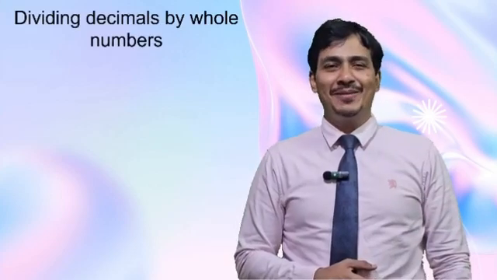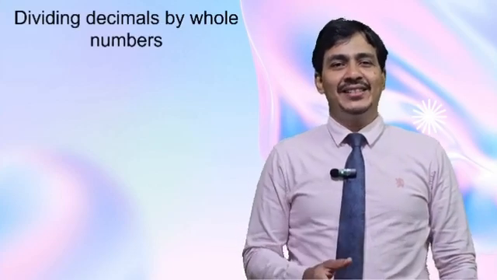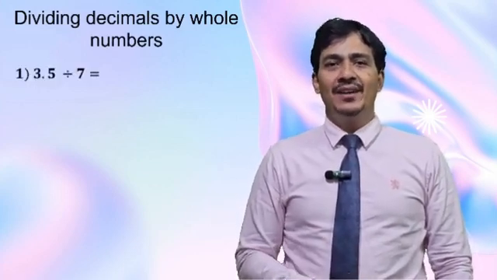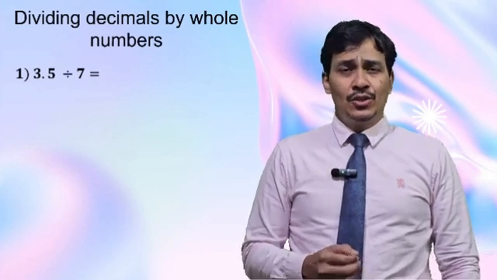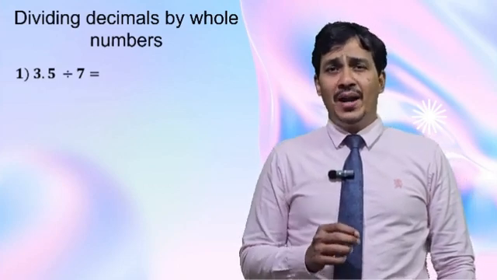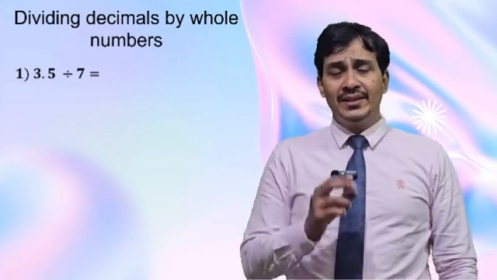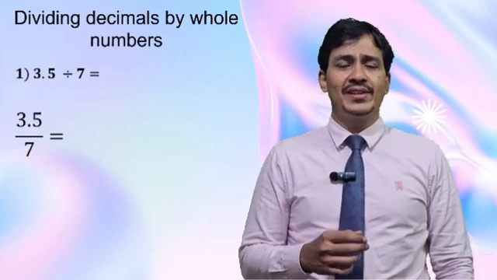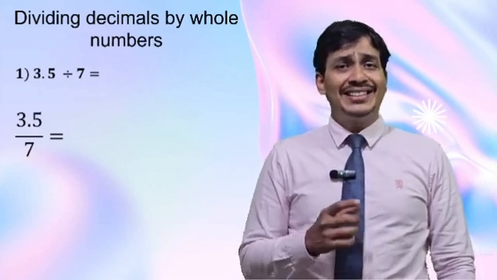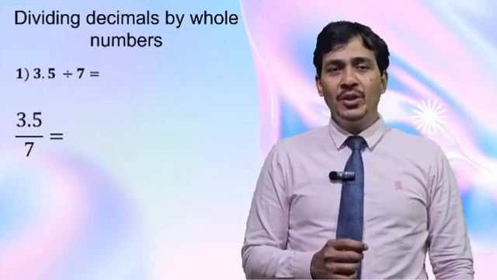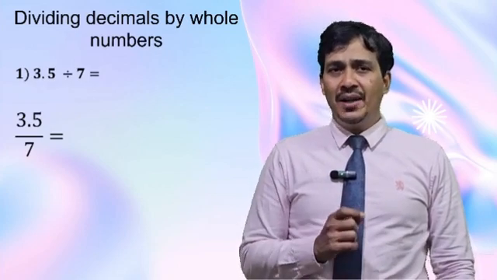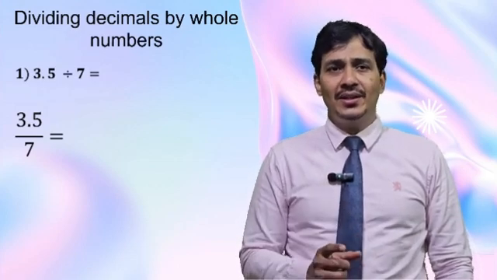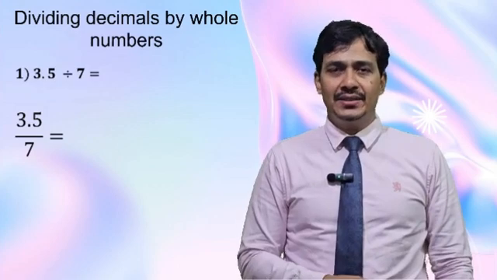Let's see more mathematics. Dividing decimals by whole numbers. 3.5 divided by 7. When you divide a decimal by a whole number, let's write it in the form of a fraction, like 3.5 over 7. Now we cannot divide it directly, but to remove the decimal, I'm going to multiply the numerator and denominator by 10, like this.